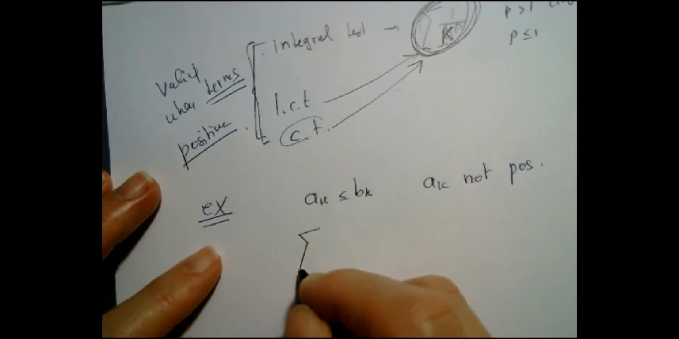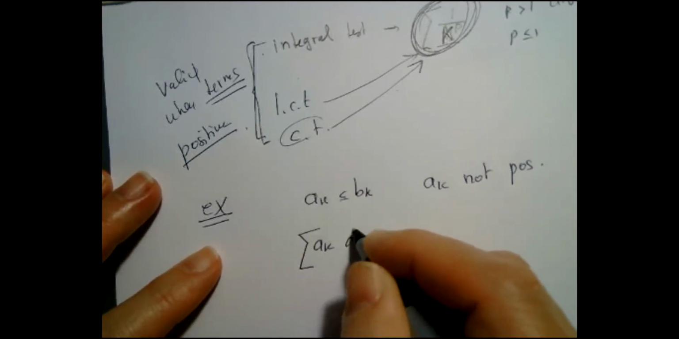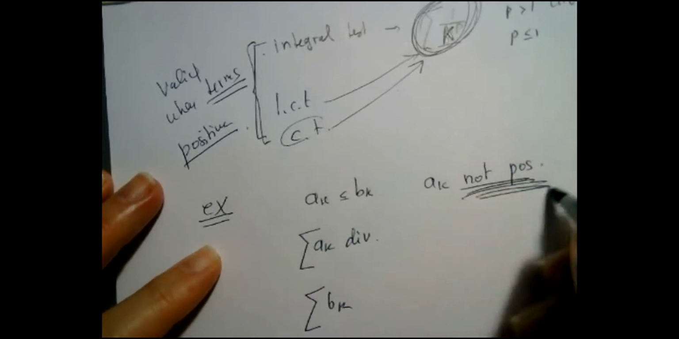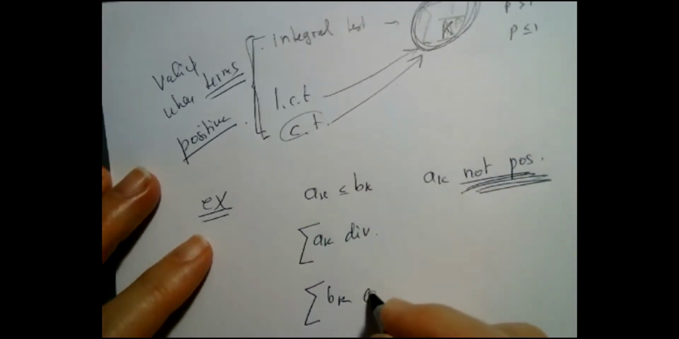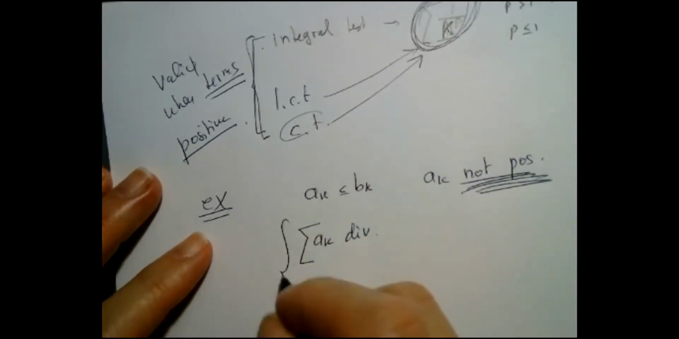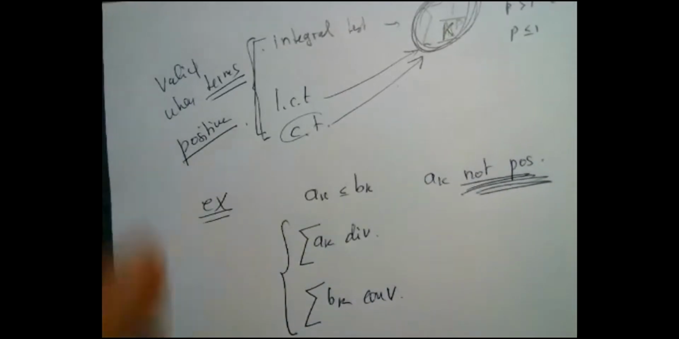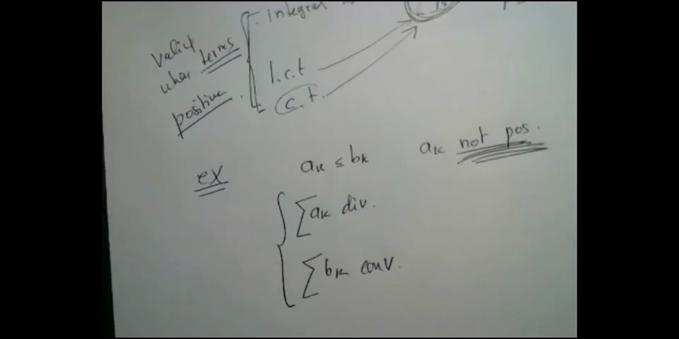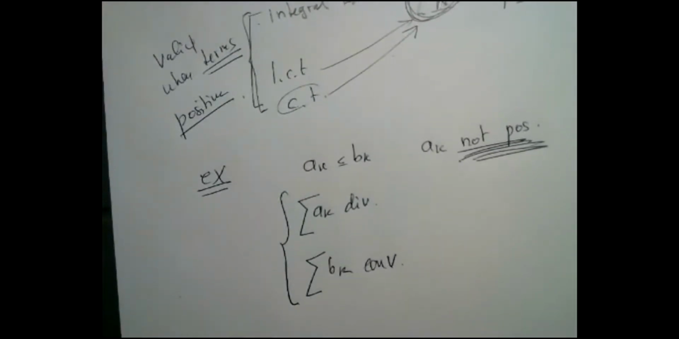I want the smaller series to diverge and the larger to converge. But be very careful, I'm dropping positivity here. Okay, give me an example. I'm dropping positivity, and it's absolutely crucial to drop positivity here.